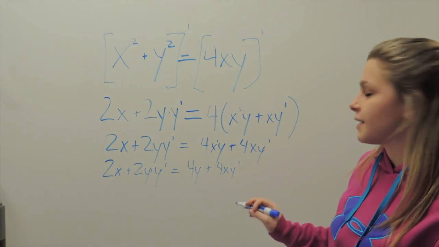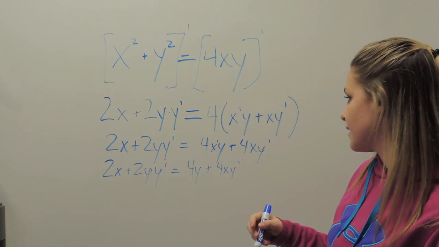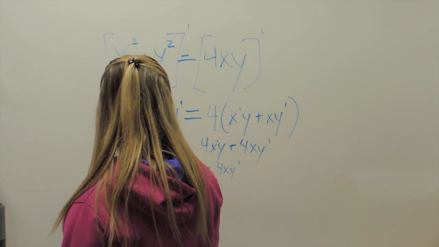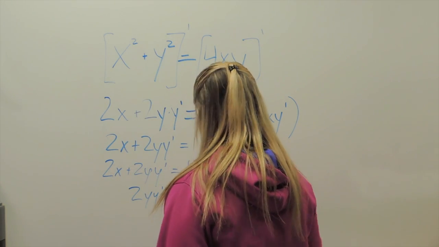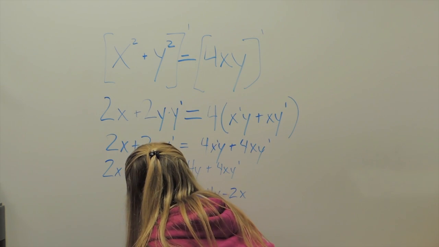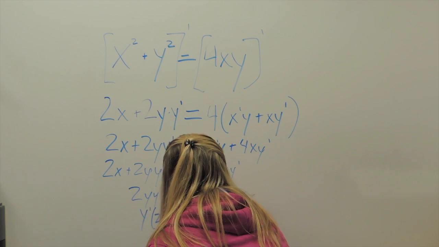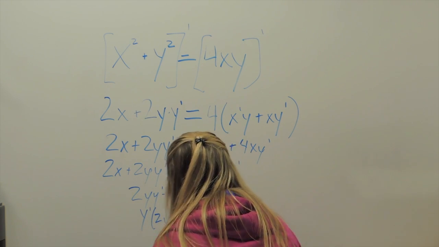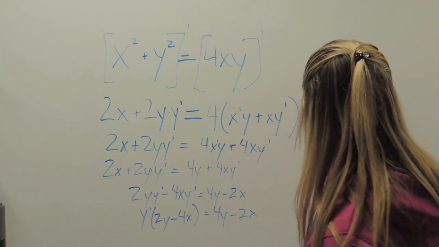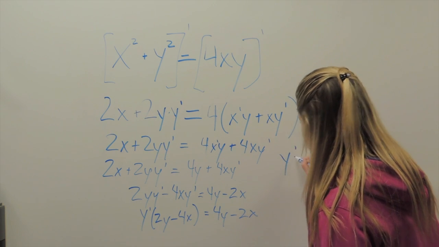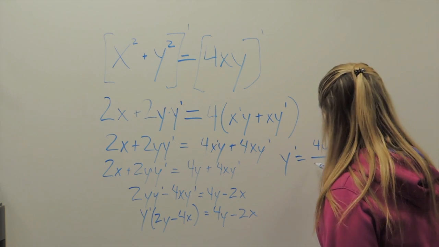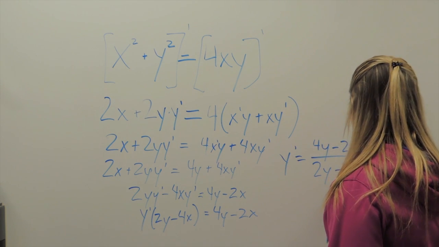And our goal is to get y prime by itself, so now you're going to move things around and try to get that to happen. All the y primes on one side. So right there, I factored out the y prime, so now we can just divide that over. So the answer is going to be 4y minus 2x over 2y minus 4x.